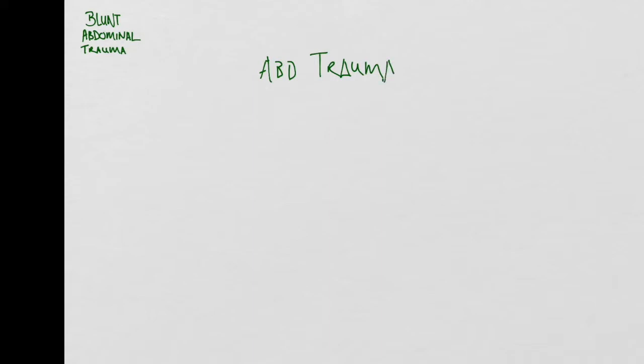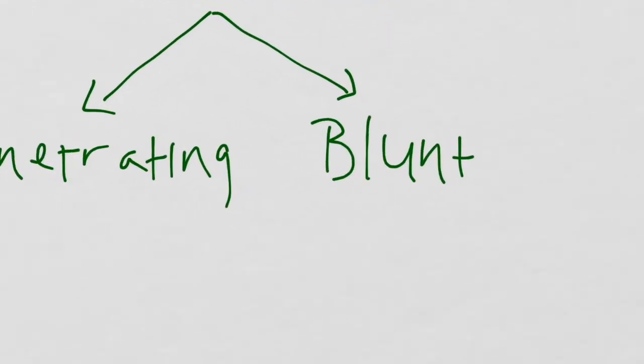The first category is penetrating trauma. And you can go to the website to see our lecture on the approach to a patient with that type of abdominal trauma. But today we're going to focus on the second category, which is blunt abdominal trauma. The approach to these patients can be a little tricky, so let's go ahead and zoom in and get started.